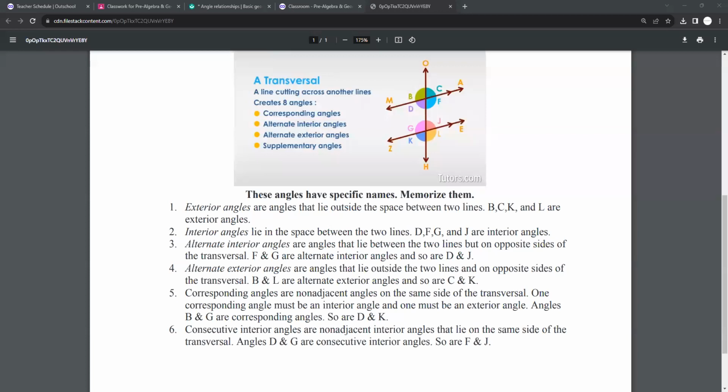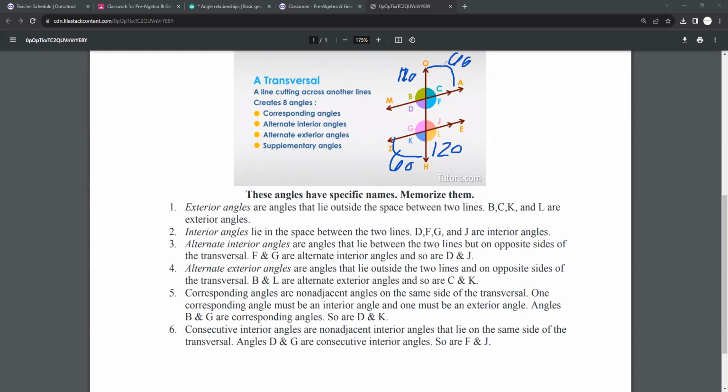You have your exterior angles, like the exterior of the car, they're on the outside. You have your interior angles, which are on the inside. And alternate exterior angles lay on opposite sides of the transversal. They are congruent. So if this is 60, then this is 60. And then this would be 120 because together these are supplementary. They make 180. And this would also be 120.